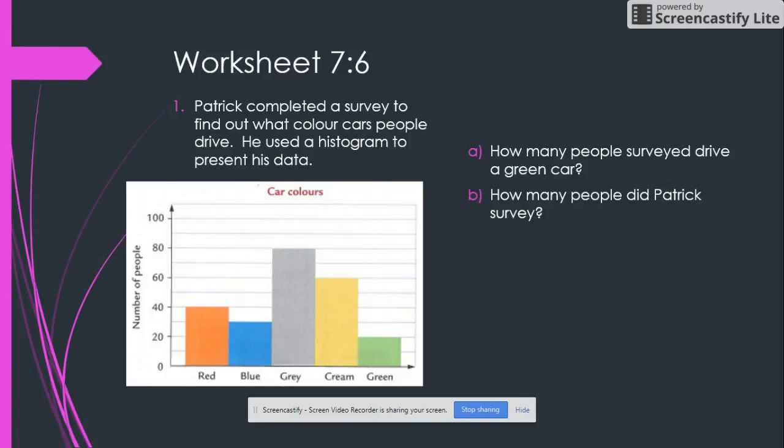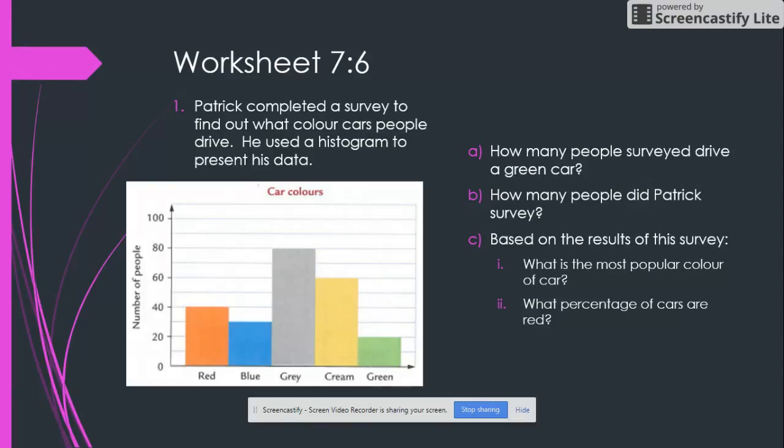How many people did Patrick survey? So with that one, we've got to add each column up. So that one was 40, that one would be 30, that one would be 80, that one would be 60, and that one would be 20. So you add them all together, and you'll get your answer. Based on the results of the survey, what is the most popular color car? You can answer that one.